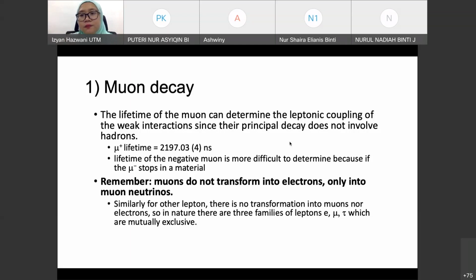But please remember that a muon does not transform into an electron. It always decays, but it can transform into a muon neutrino. So this is the quark mixing, or lepton mixing, product. This is similar and happens to all other leptons such as the electron or tau. This is the nature of the lepton family.